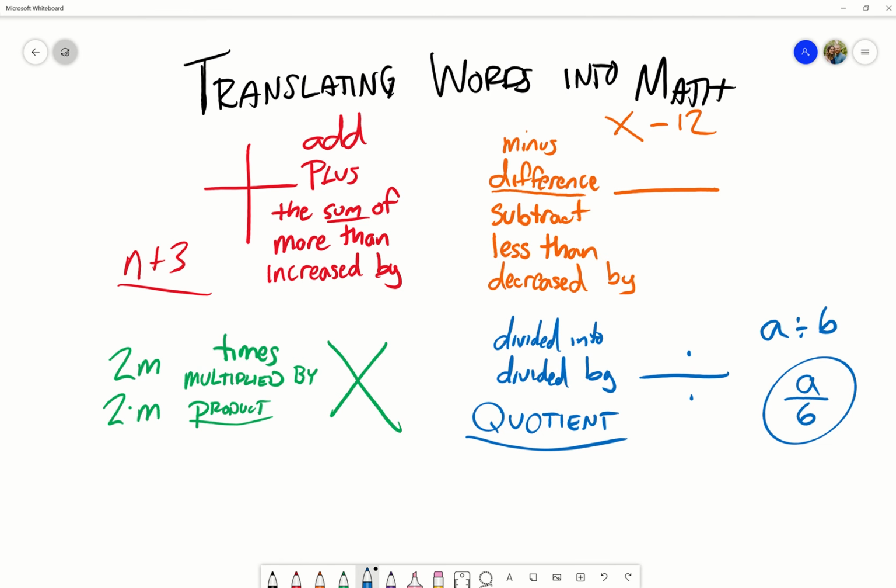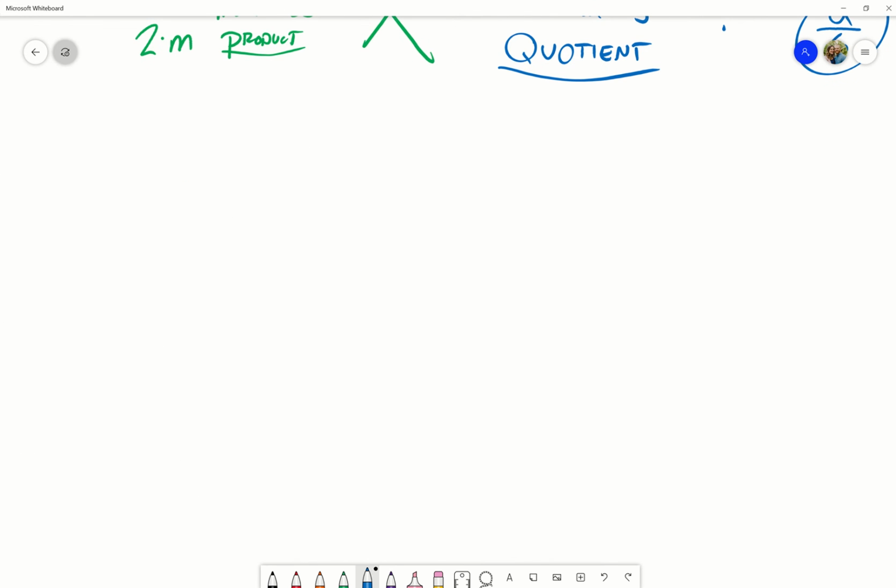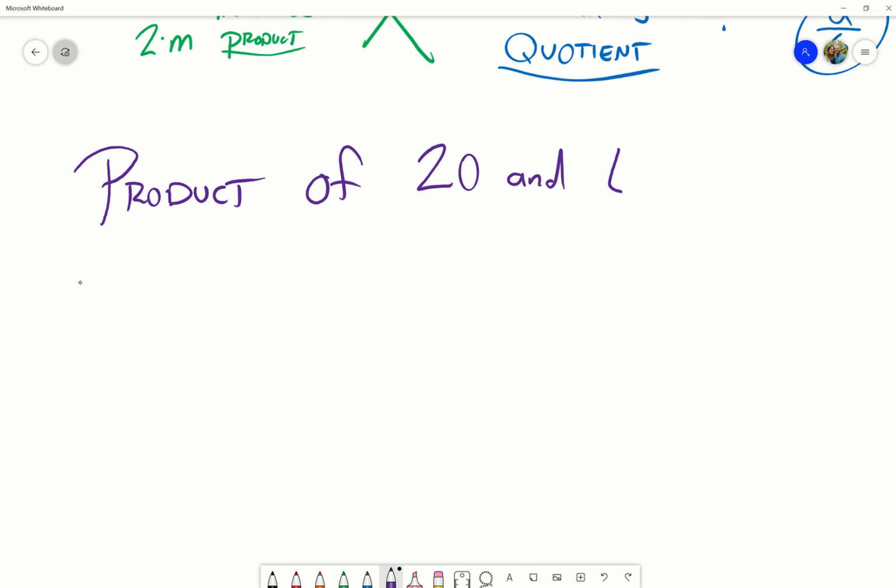All right, so let's talk about using these words in our own math problem. So let's say that you open up something and it says that it wants to know what is the product of 20 and t? What is the product of 20 and t? So as we remember, as we look through our notes, product means multiplication. So we know this is going to be a multiplication problem.